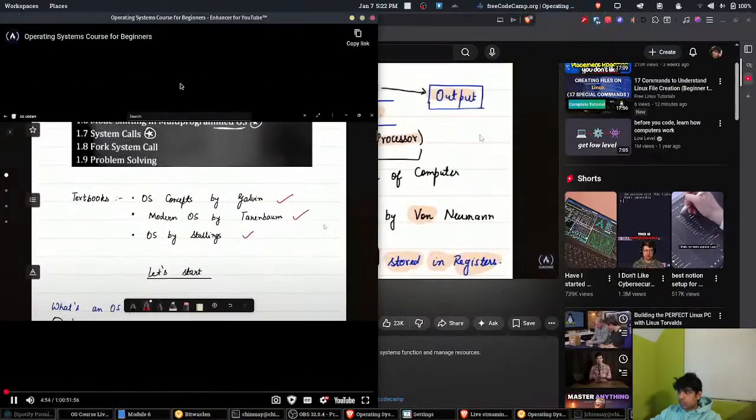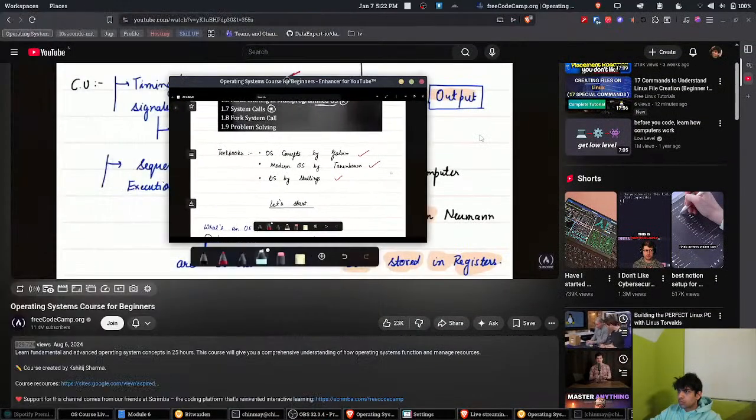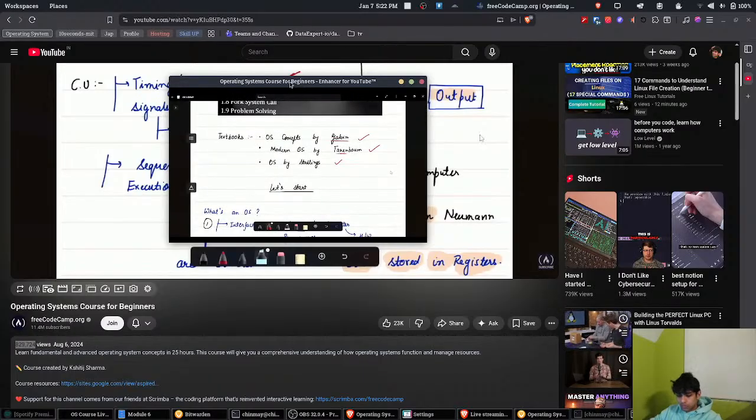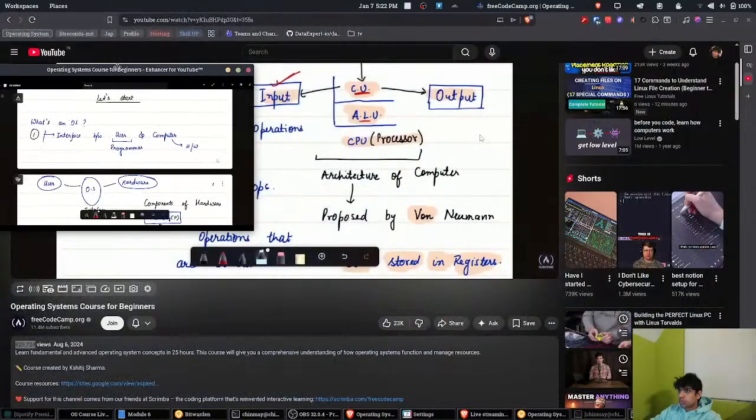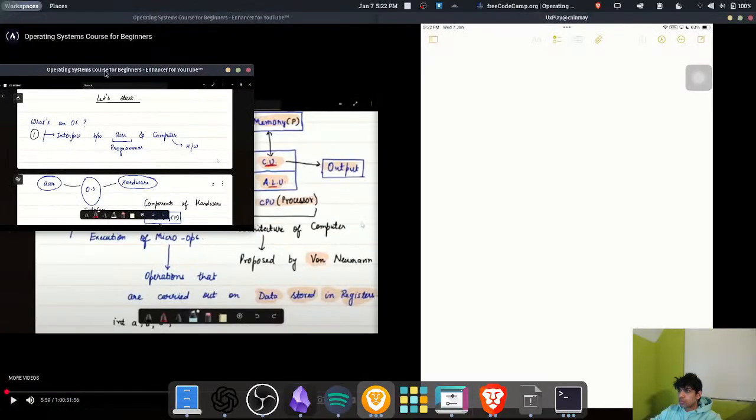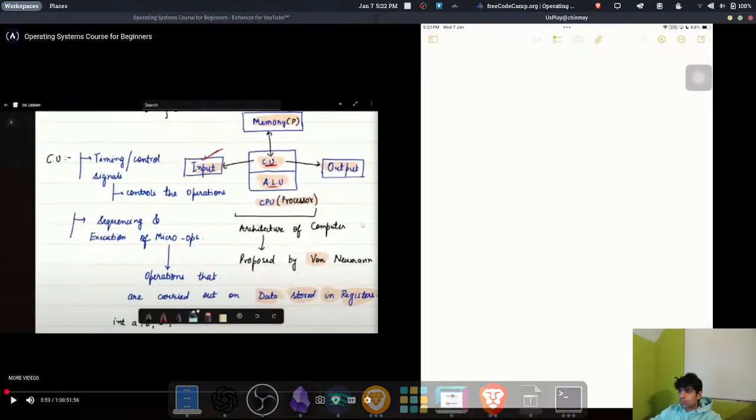Okay, so these are the 3 textbooks which I am following for creation of this course. OS concepts by Galvin, Tanenbaum, and Stallings. Okay, so let's start. So the first question which arises in our mind is, what is an operating system? So I'll give you several definitions and I'll explain them one by one. Okay, so operating system is an interface between user and computer.